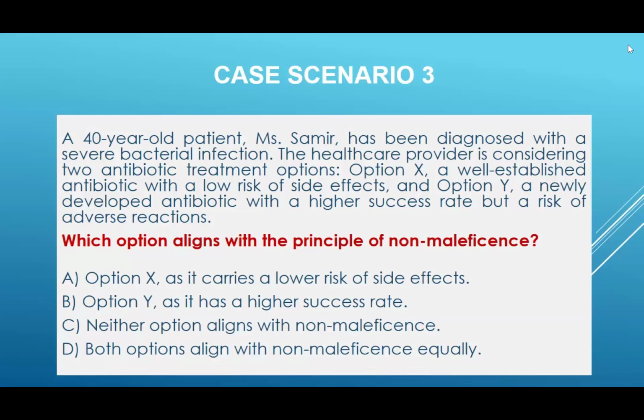When we talk about option B, which is option Y, as it has a higher success rate. When we talk in terms of success rate, we talk here about beneficence to the patient. But non-malfeasance means avoiding harm to the patient. Here it aligns with choice A. Option X, as it carries a lower risk of side effects, is the correct answer.